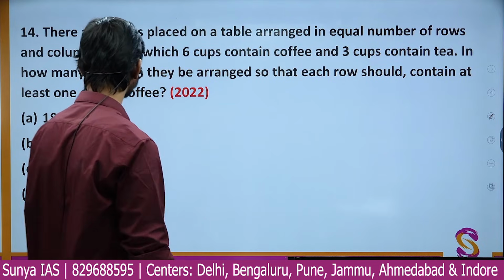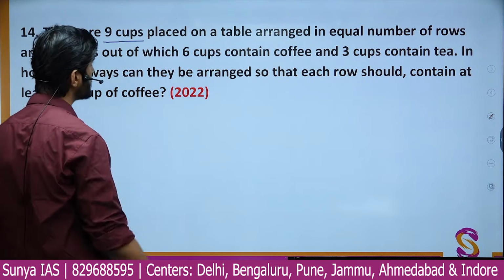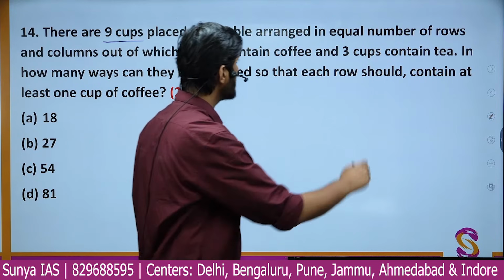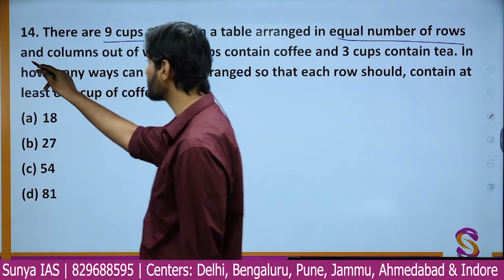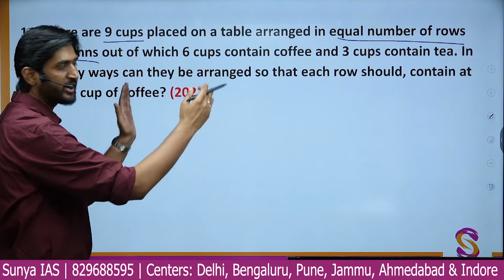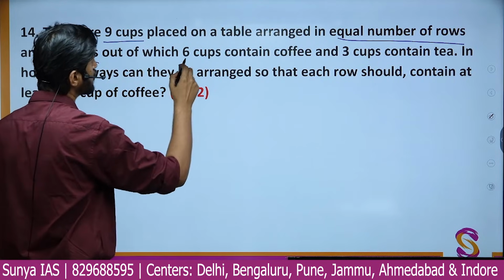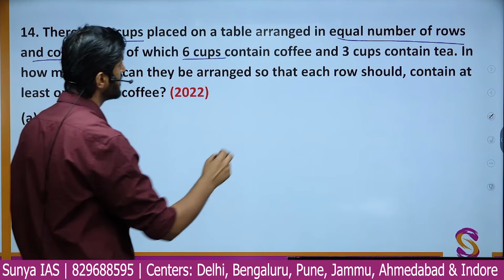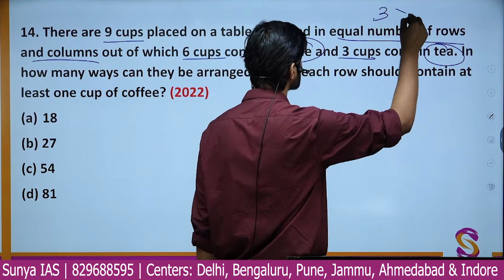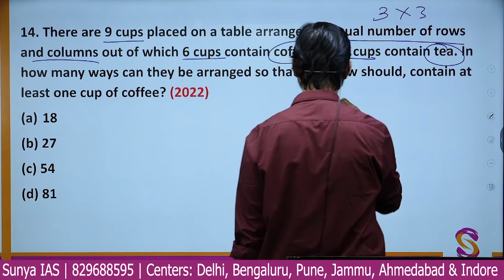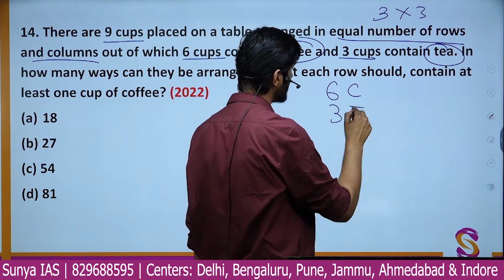So the question says, 9 cups are to be placed on a table, arranged in an equal number of rows and columns. So equal number of rows and columns means what? They have to be arranged in the form of a square, 3, 3 and 3. Out of which 6 cups contain coffee and 3 cups contain tea. So we have to arrange them in rows of 3 into 3. 6 are containing coffee and 3 are containing tea.